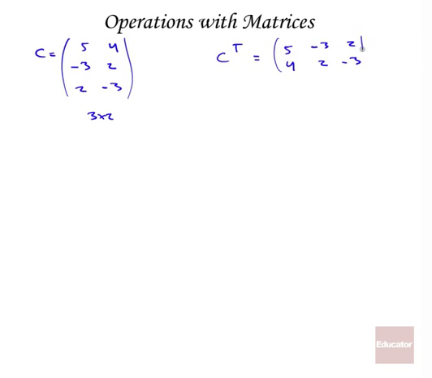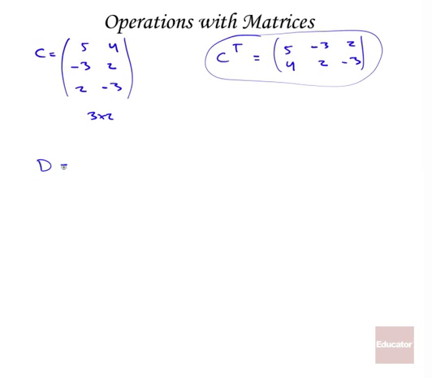Let's do one more for the transpose. So C equals, let's say, 5, 4, negative 3, 2, 2, negative 3. This is a 3 by 2, so I know that my C transpose is going to have to be a 2 by 3. Take a row, write it as a column, 5, 4. Take the next row, write it as a column, minus 3, 2. Next row, 2, minus 3, write it as a column, starting from top to bottom, and you get your C transpose. Again, all you've done is flip this.